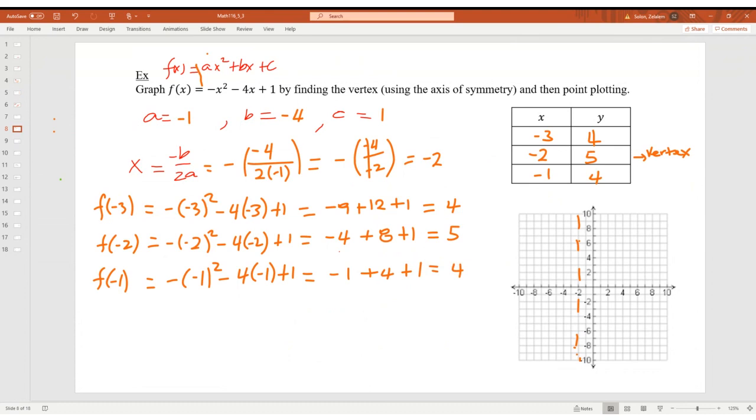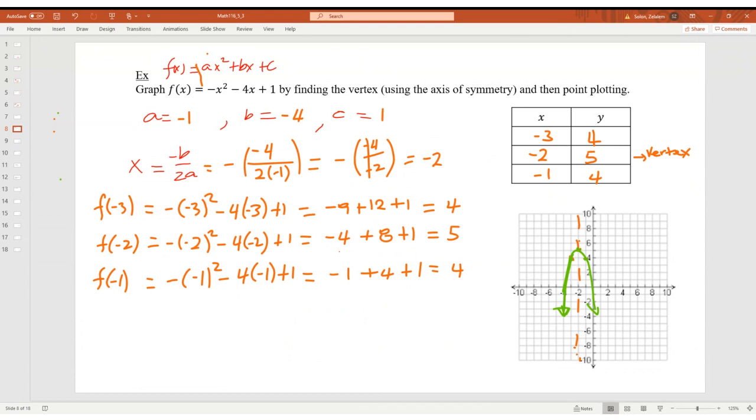So at negative 3, it is 4. 1, 2, 3, 4. At negative 2, it is 5. Let me use different colors so that you can see. Here, and here, and here. Then you connect those 3. You have your graph. If you want, you can find the x-intercept, y-intercept. But for now, if you find those 3 points, you are done.